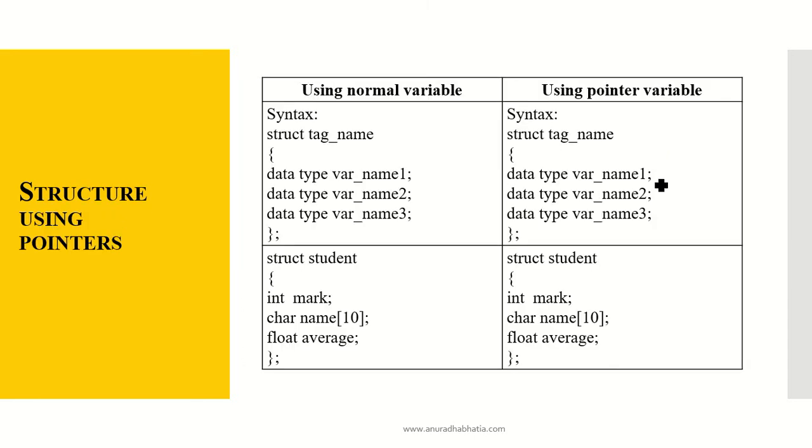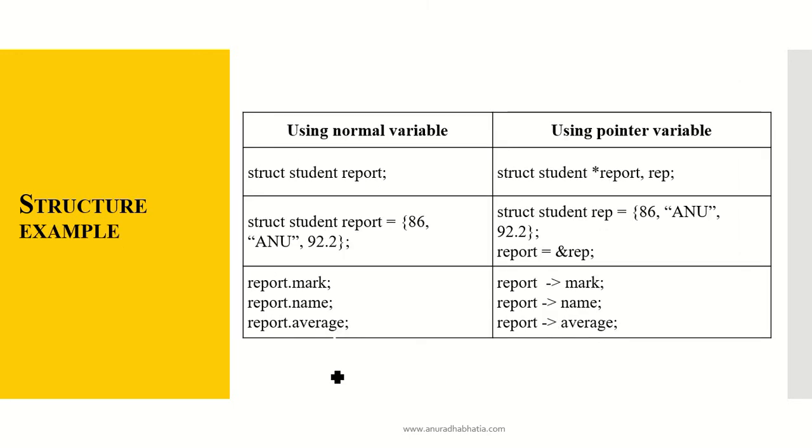Now structure using pointers. How do we access structures using a pointer? You will see here, this is a simple declaration, both remain the same. Struct student, marks, name, float average. The structure members are not declared over here. Now let's see what happens next.